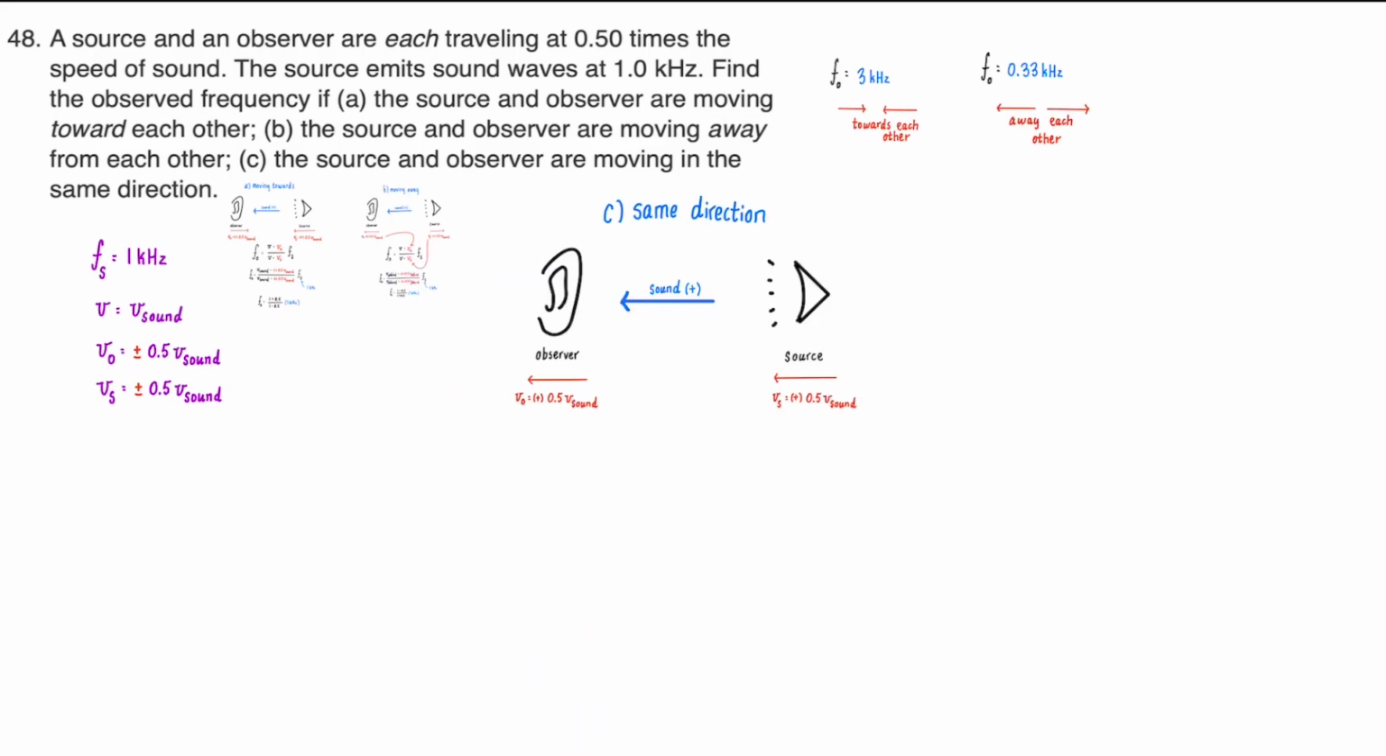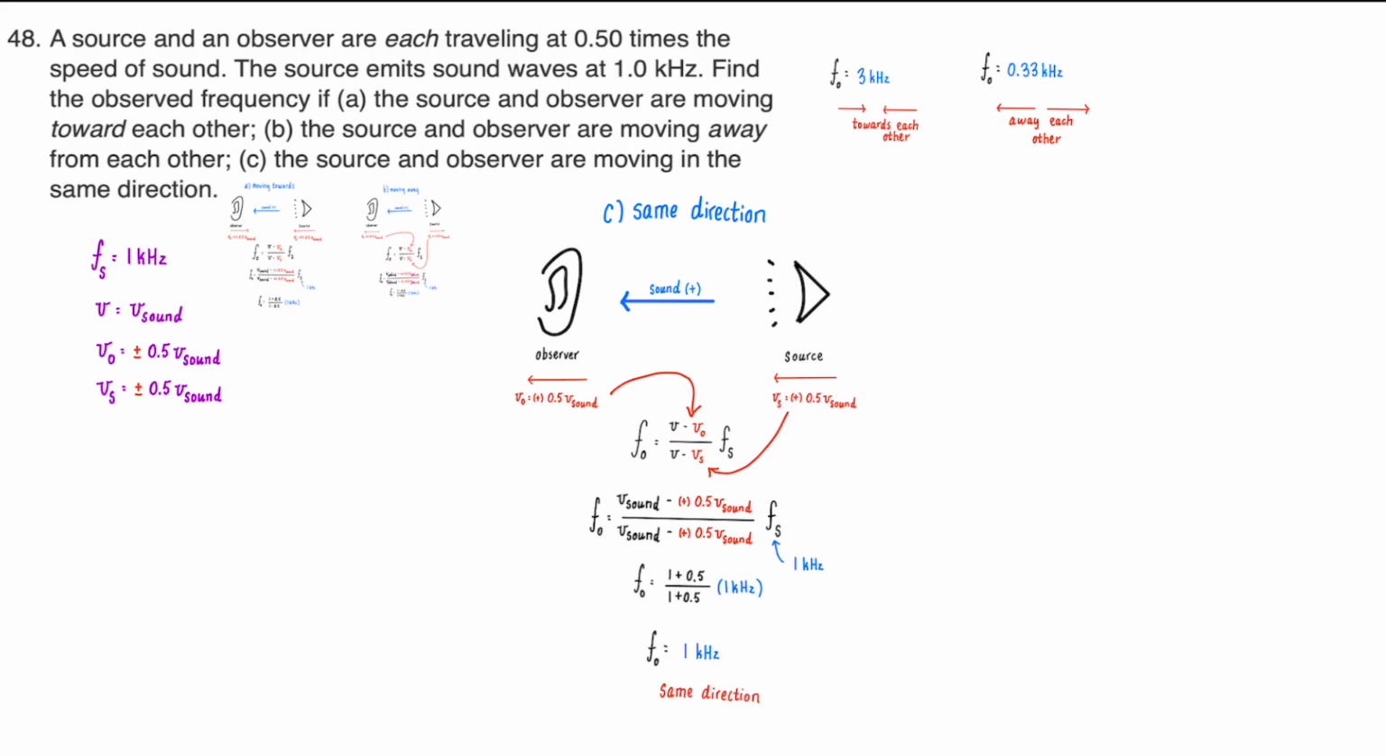Now let's suppose that our observer and source are moving to the left, in the same direction that the sound is traveling in part C. In this case, because both our observer and source are moving to the left, they both get a positive sign. Plugging these values into the Doppler equation, we get the following, and then after simplifying this equation, we get an observed frequency of 1 kHz. This is because the movement of the observer and the movement of the source cancel each other out. So the net frequency shift is 0.